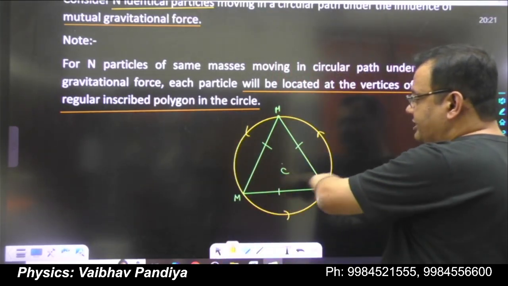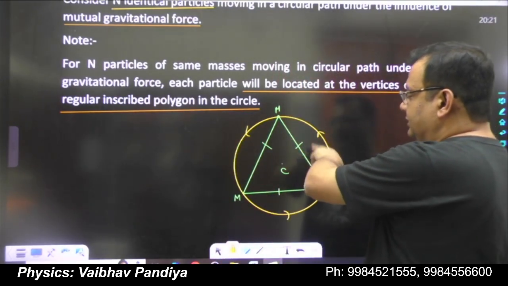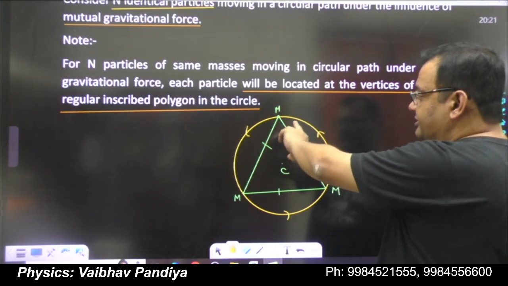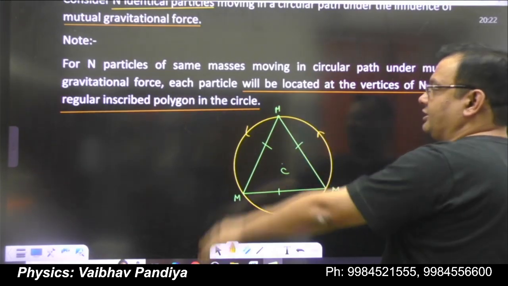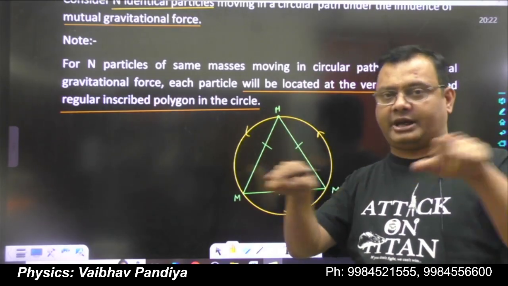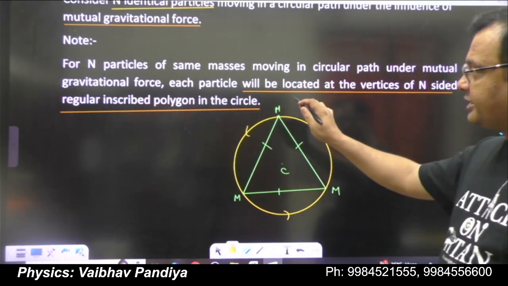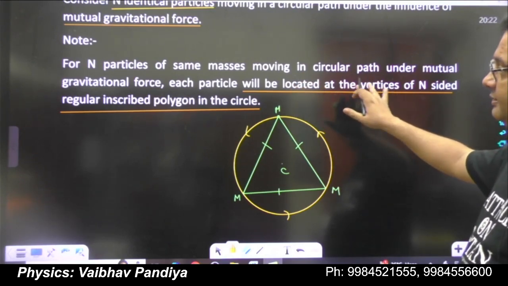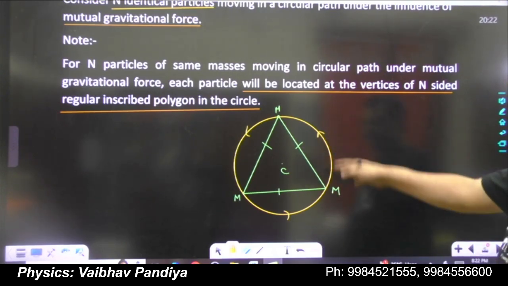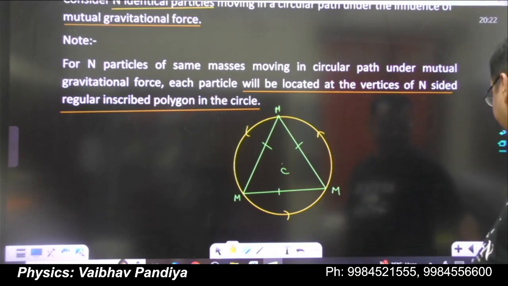So in case of the three-particle system, each will be located at the vertices of an equilateral triangle which will be inscribed inside a circle. If we have four particles, they will be located at the vertices of a square. So for n identical particles moving in a circle under gravitational force, each will be located at the vertices of an n-sided regular inscribed polygon in the circle, like this. So this is the fundamental.